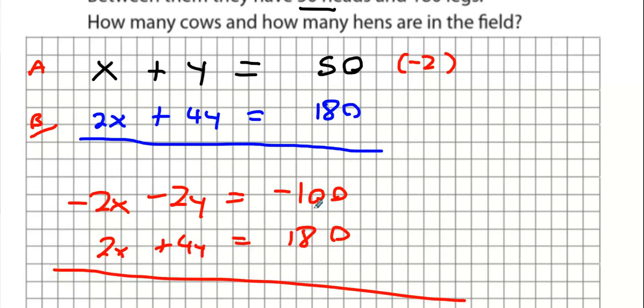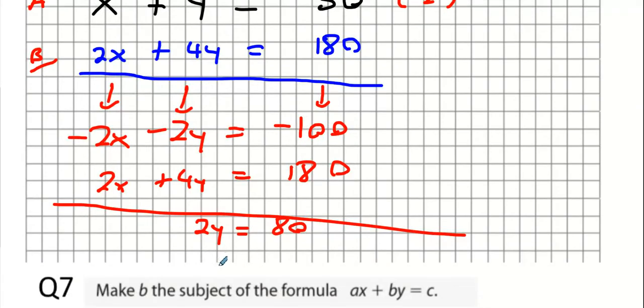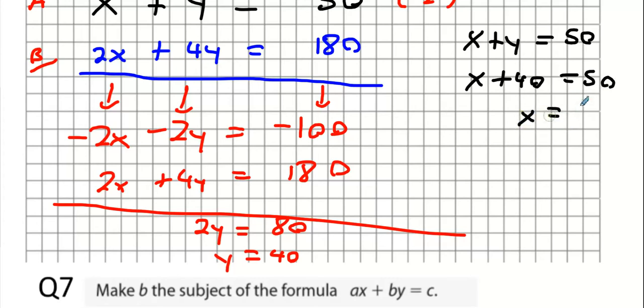Add downwards, like you guys know how to do. 4y take away 2y is 2y. 180 take away 100 is 80. And 2y equals 80. This means y must equal 40. Now you already know from the start that x plus y equals 50. So if y is 40, x plus 40 equals 50. This implies that x must equal 10, because 50, bring the 40 over the other side, 50 take away 40 is 10.